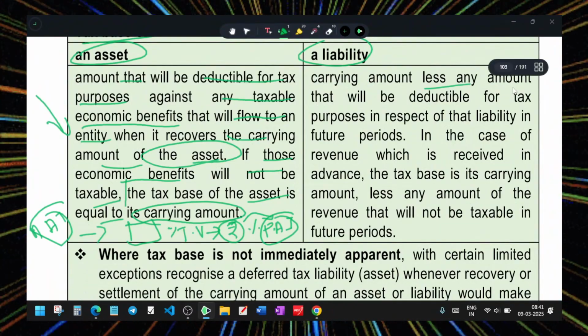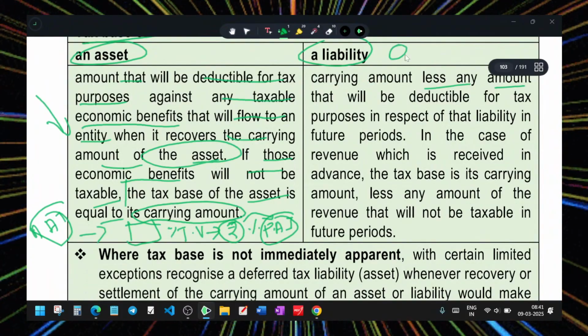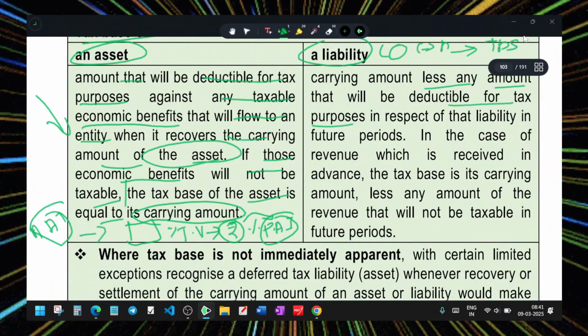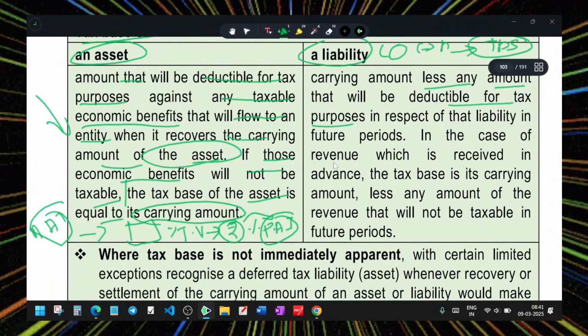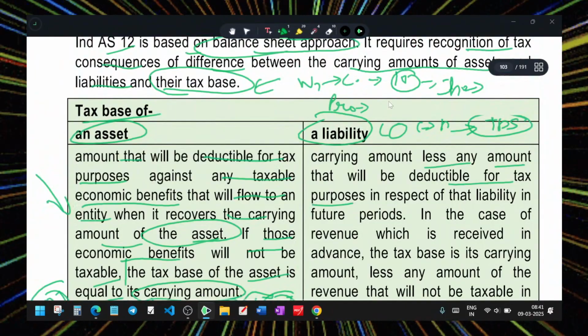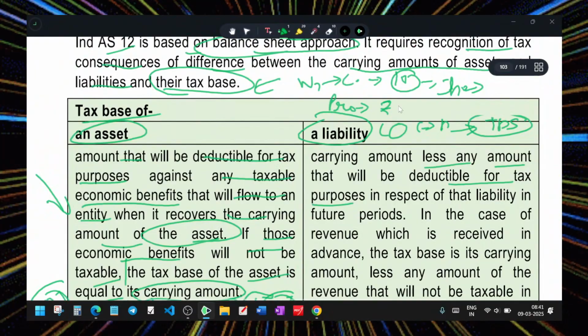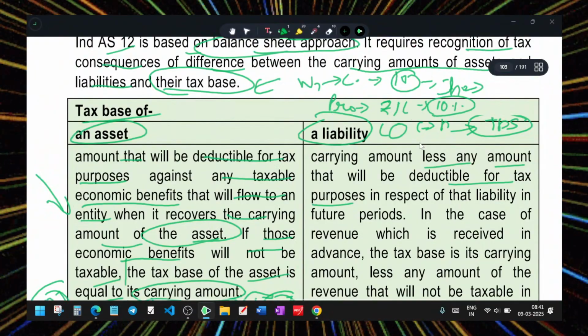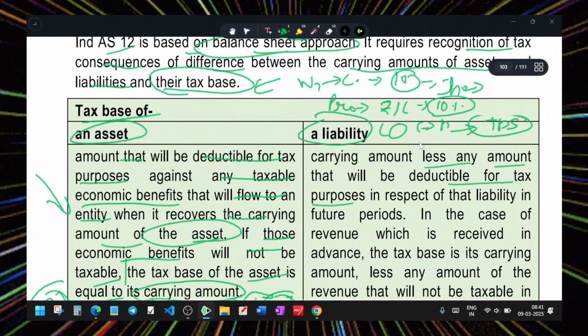For a liability, the tax base is the carrying amount less any amount that will be deductible for tax purposes in future periods. It will be deductible, like the TDS I pay. It is deducted, sir. Say I'm doing some professional activity. For the professional activity of 1 lakh, I need to pay 10,000 TDS. Right now I need to pay 10,000 TDS. How much TDS do we need to pay? The rest needs to be paid.